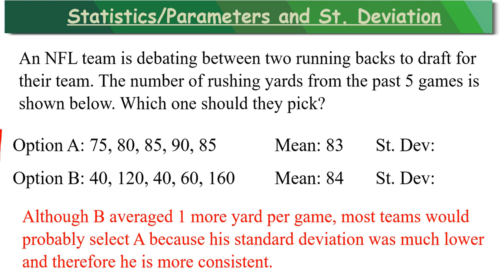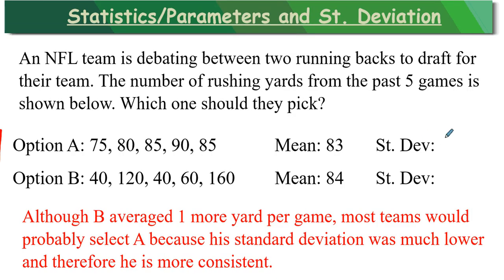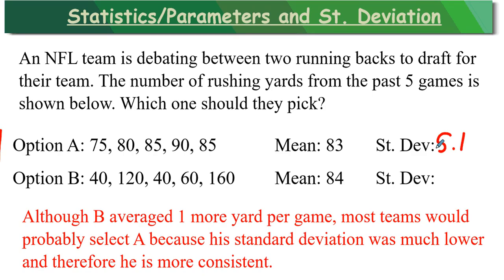So let's write down what we just found. The average for running back A was 83. And I should point out, look, when you did this, there's that average right there. So there's the average value, there's the standard deviation. And then this was, I think, 5.1. And this was 48.